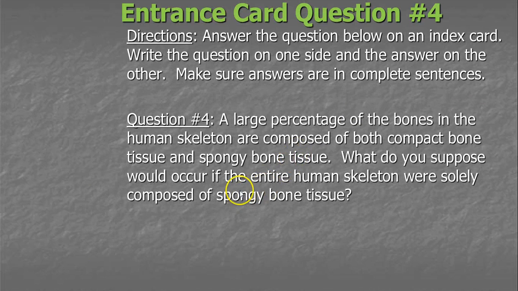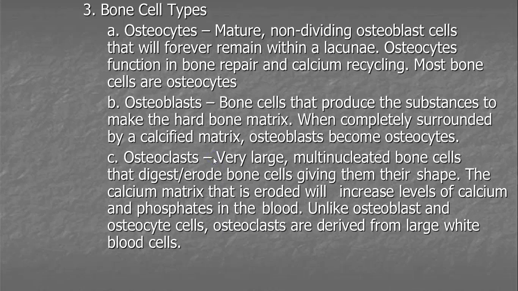Interest card question number 4. A large percentage of the bones in the human skeleton are composed of both compact bone and spongy bone tissue. What do you suppose would occur if the entire human skeleton were solely composed of spongy bone rather than being composed of both compact and spongy bone? Good luck with that question. And that's where I'm going to stop.